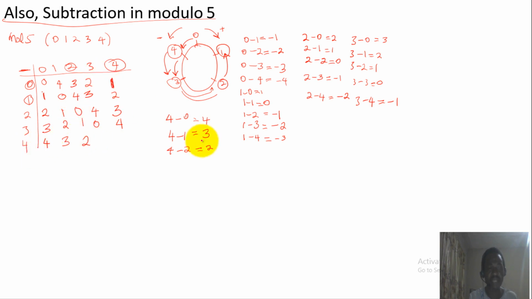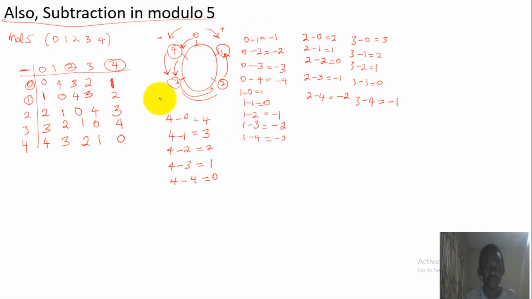Then 4 minus 3, which is the next one. For 4 minus 3, I'm going to have just 1, which is less than the mode. Then 4 minus 4 will give me 0. Therefore, I'm going to have 0. Same. This is basically the subtraction.